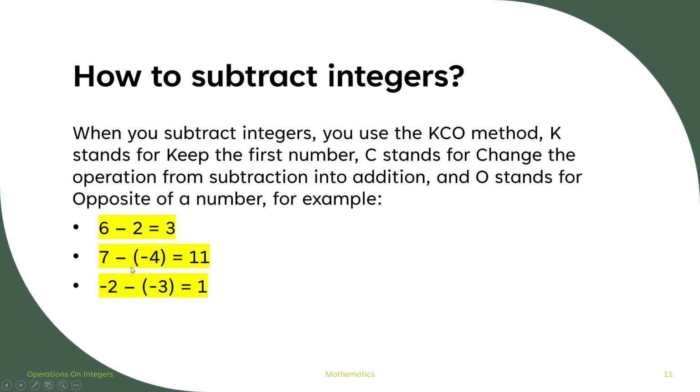7 minus -4 equals 11. Negative means positive. You add 7 and 4 together to get the number 11. -2 minus -3 equals 1. You have different signs in here. Negative, you make it positive 3. This means that the answer is -2 plus 3 equals 1. Yes.